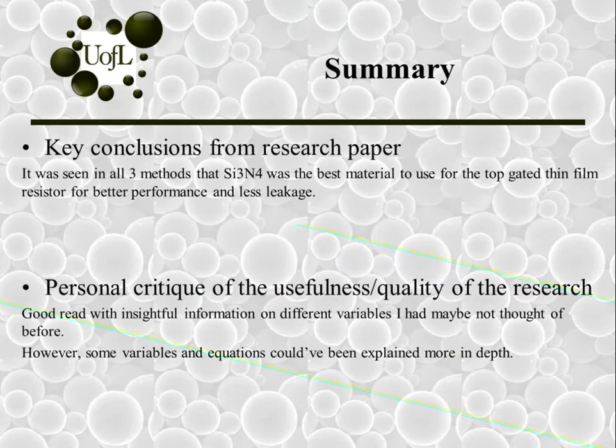So key conclusions: like we discussed, seen through all three methods, Si sub 3 N sub 4 was the best material to use for top-gated thin film transistors for better performance and less leakage.